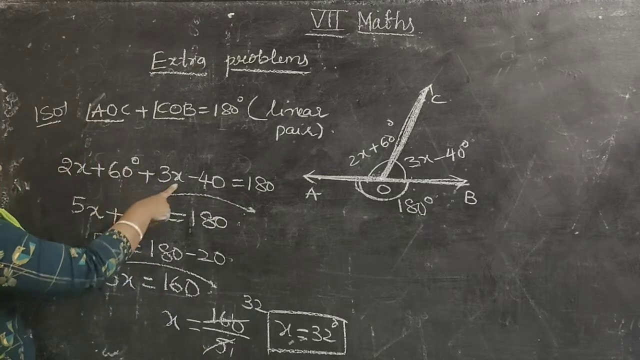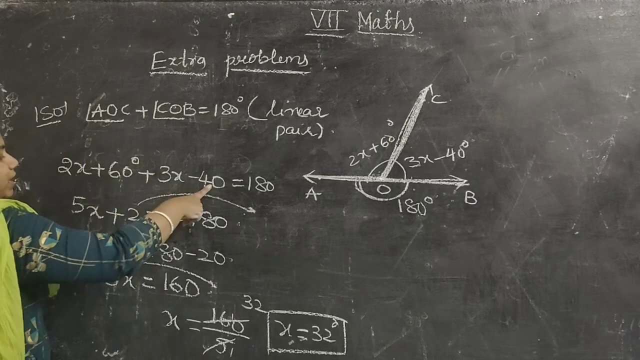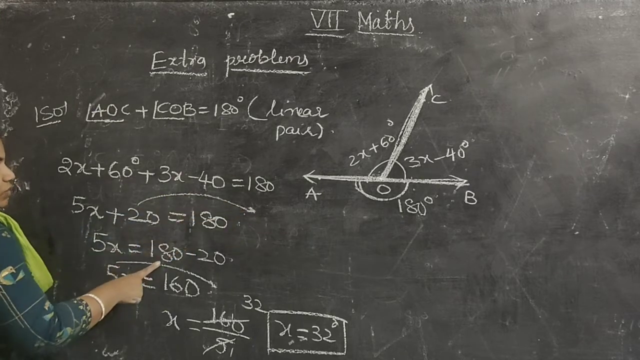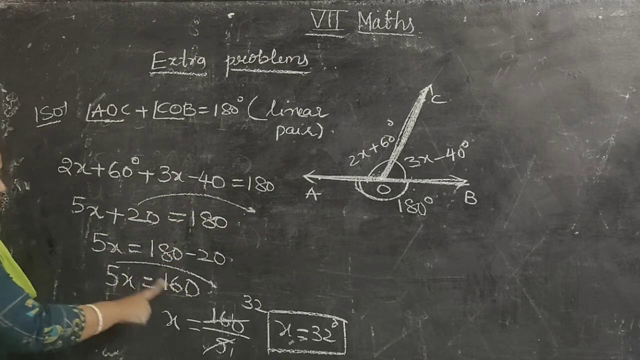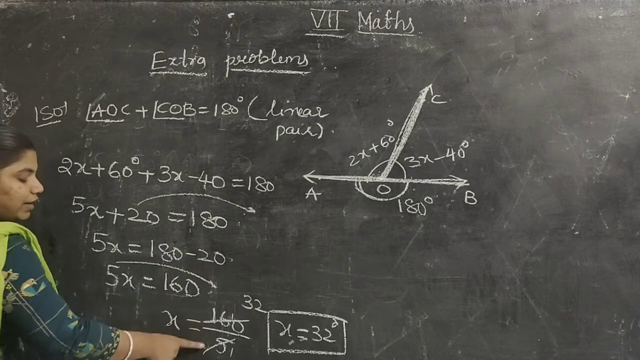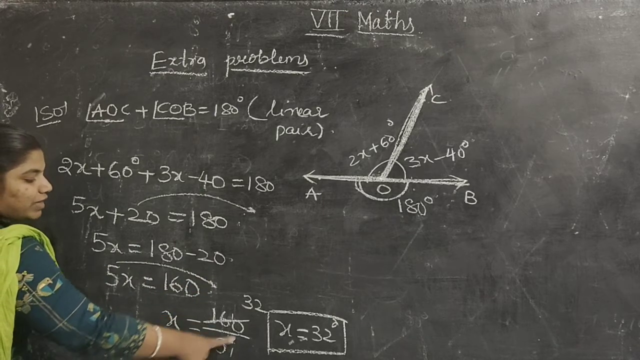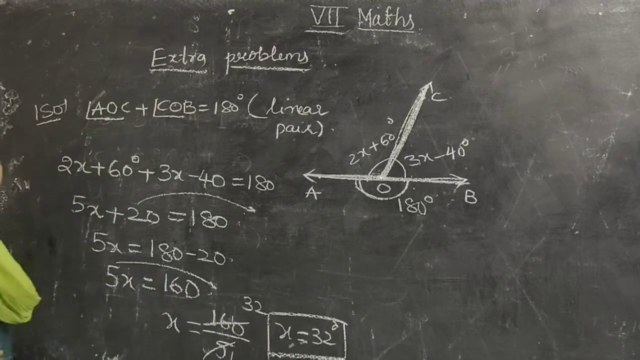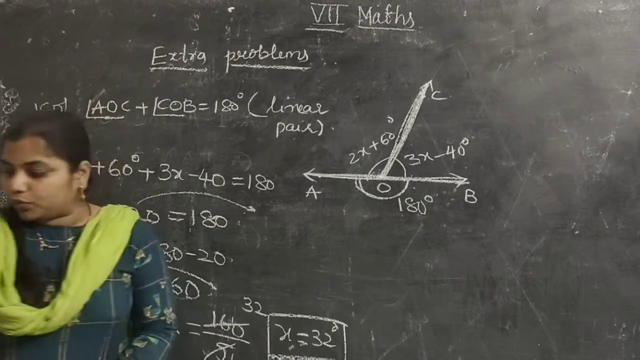So 2x plus 3x is 5x. 60 minus 40 is 20, is equal to 180. Transpose this, 180 minus 20 is 160. Transpose this 5 to the other side. 160 by 5, 5 ones are 5, 5 thirty-twos are 160. So x value is how much? 32 degrees. So next problem.